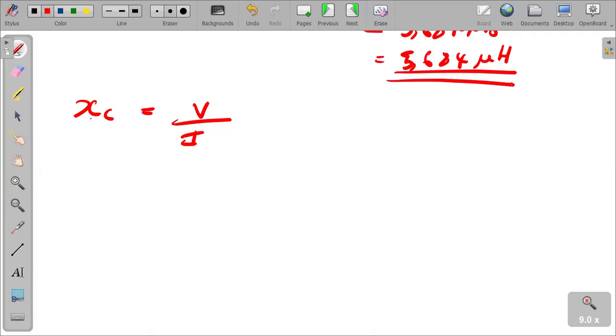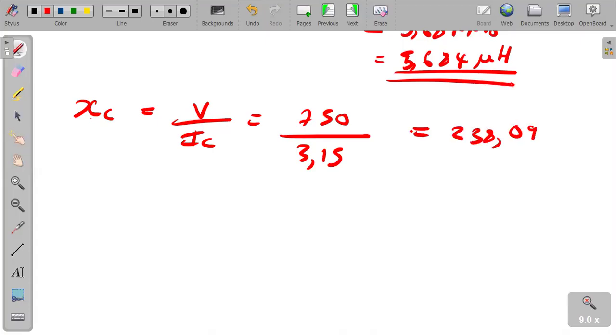And that's 750 divided by 3.15, right? And that is going to give us 238.095 ohms. Right, immediately after doing that, we can now relate to say, okay, in another way, how can we calculate XC? XC is equal to 1 over 2 pi FC, right?